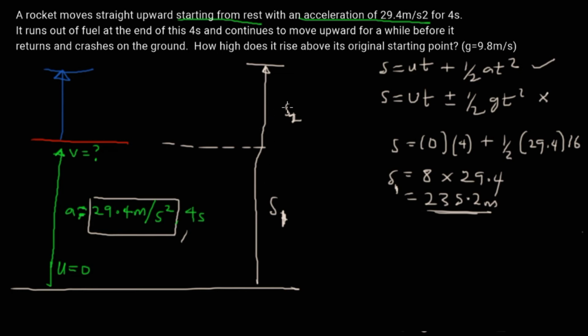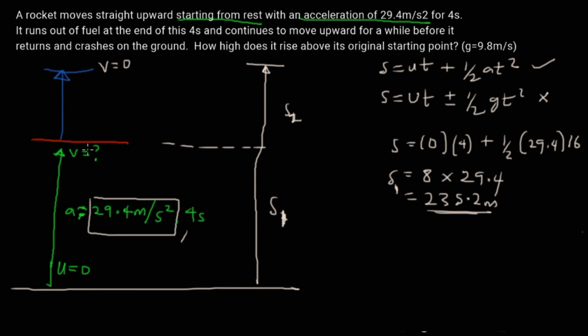Now in order to find S2, we do not know any parameters from this point, but of course we know that this object will have a final velocity of 0. Why? Because when the object gets to that point, it crashes and falls to the ground. So the object will have to stop a bit, then fall to the ground. That's the maximum height of the object.